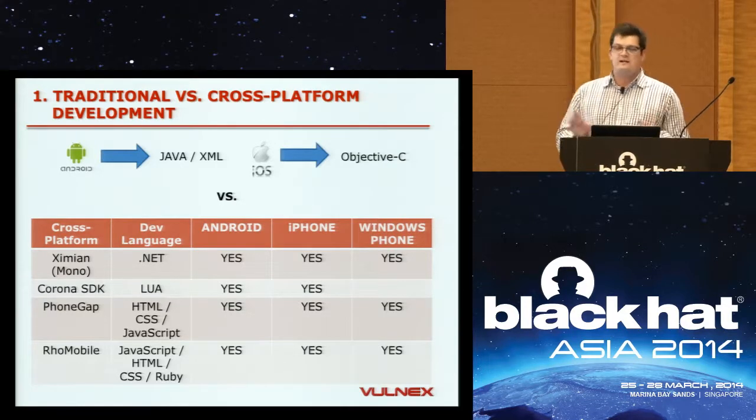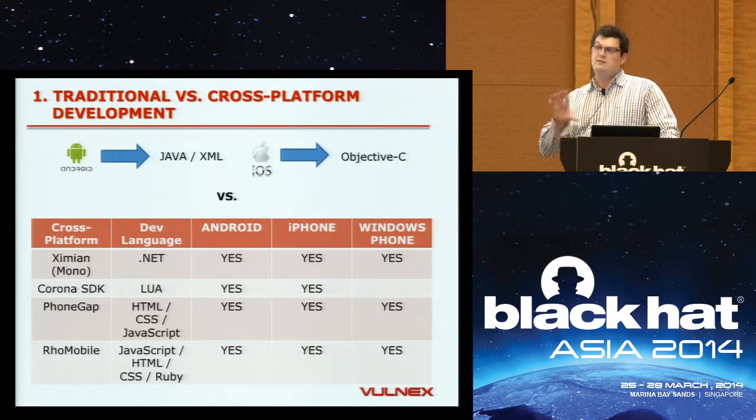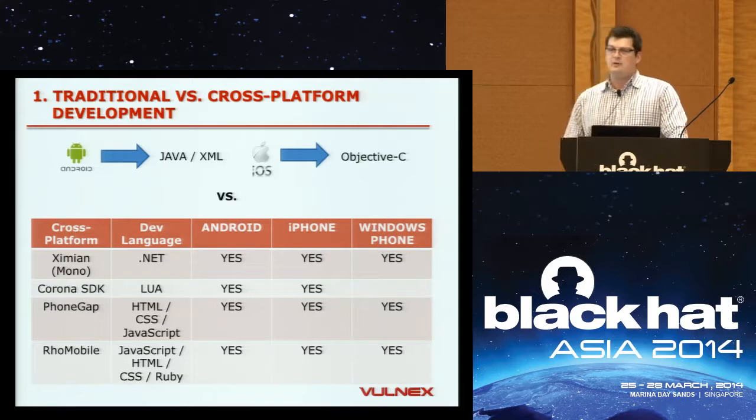Actually, in reality, it doesn't work that well. But pretty much you can do this thing, right? Just one application and pretty much it will work on all the platforms. Then we have the Corona SDK, and you write an application with the Lua language, which works on Android and iPhone, quite nice. We have PhoneGap, a very popular framework.